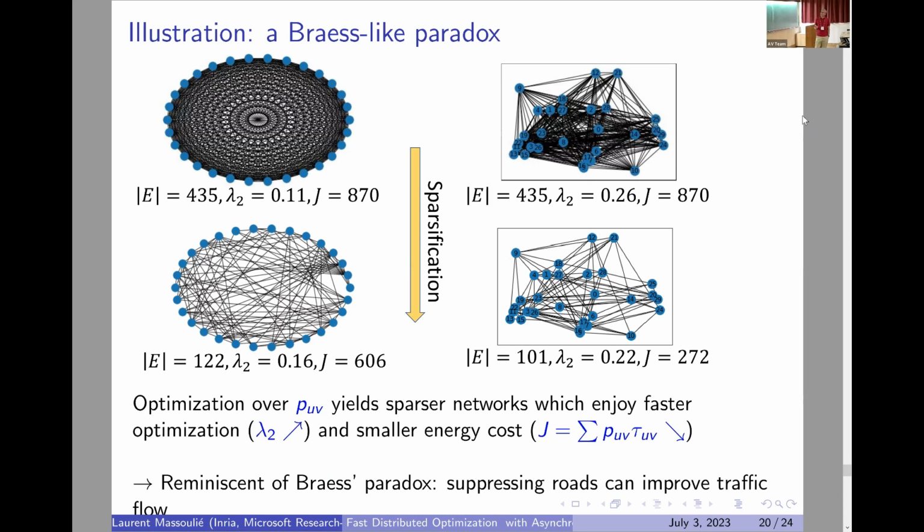And the speed of the scheme we propose, once we have tuned all these parameters, is driven by some lambda 2, which is larger. So this is a faster convergence, and also our measure of energy cost is decreased. So we get the best of both worlds: faster convergence, sparser network, and a smaller energy footprint.